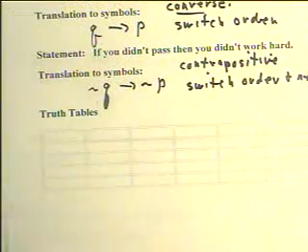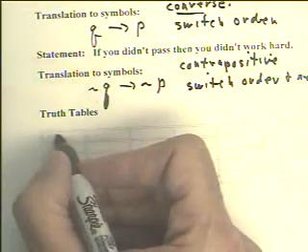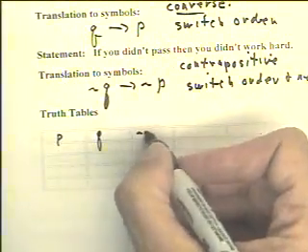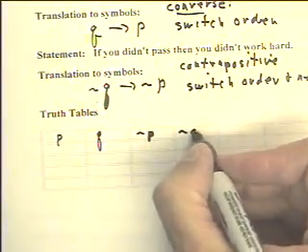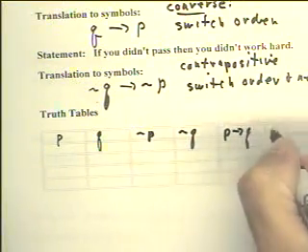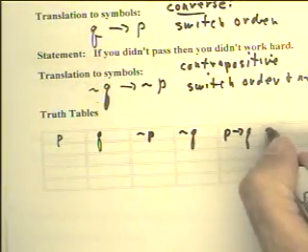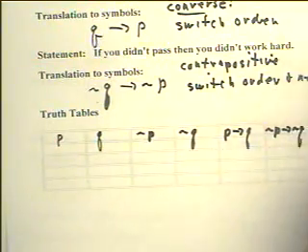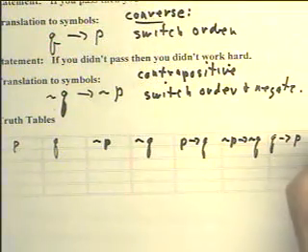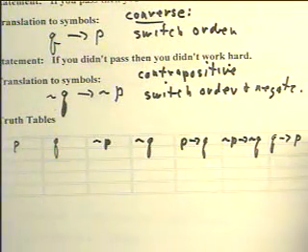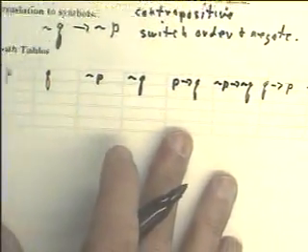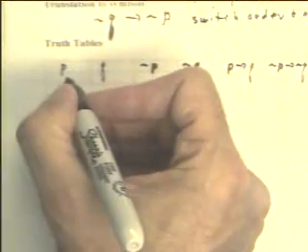Now let's look at the truth tables of these various statements. First of all, we can write down P and Q, and since we're going to be using not P and not Q, let's write columns for not P and not Q. Then we can write if P then Q, if not P then not Q, the inverse, if Q then P, the converse, and if not Q, then not P, the contrapositive. Okay, let's fill in the columns.